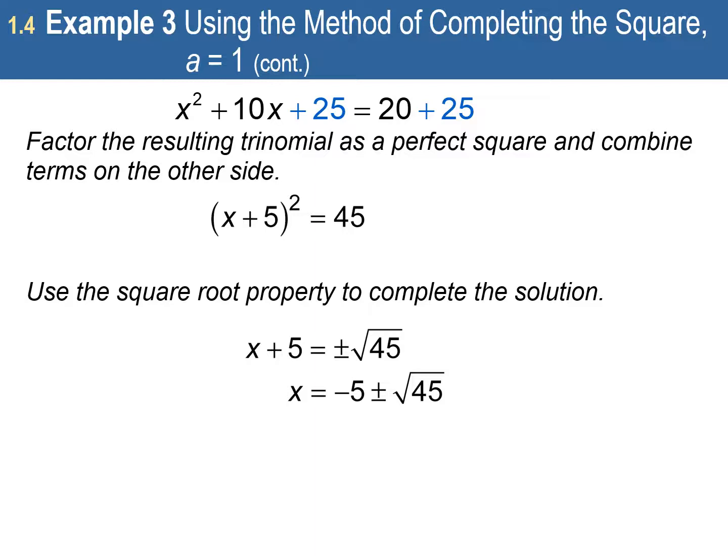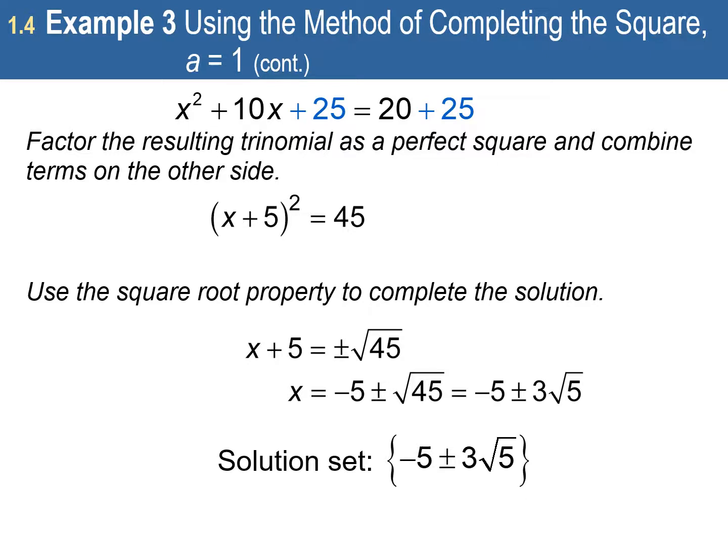And solve for x. So x is negative 5 plus or minus the square root of 45. But I can simplify the 45 as 9 times 5. So this becomes 3 times the square root of 5. So your answer is x is equal to negative 5 plus or minus 3 times the square root of 5. And you can write it in solution set notation: negative 5 plus or minus 3 root 5.